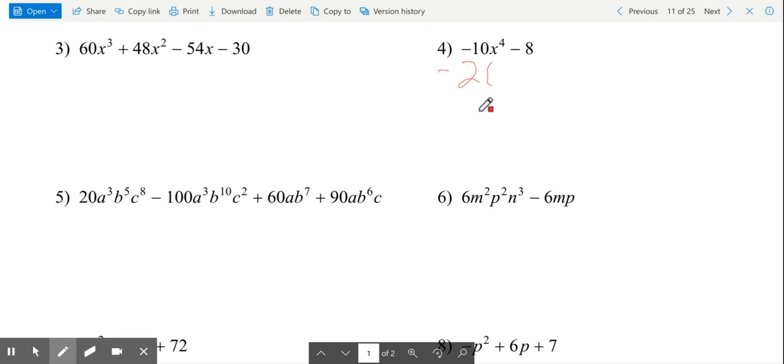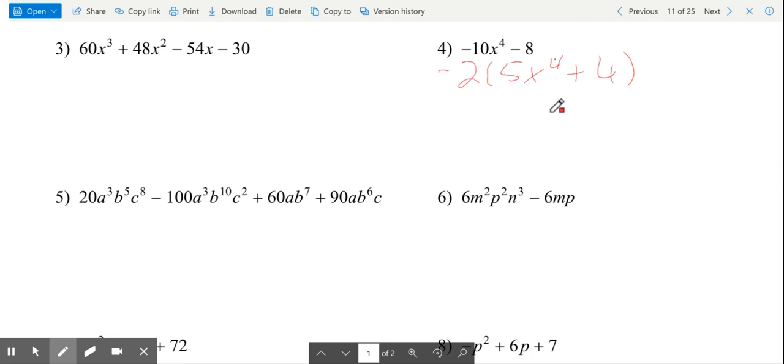Even if this one were positive, since the first one is negative, I would factor out a negative. So I end up with 5x to the 4th plus, because I factored out a negative, the sign has to change. Because remember, if I did negative 8 divided by negative 2, I would get a positive 4. So this is what I get when I factor out a negative 2.